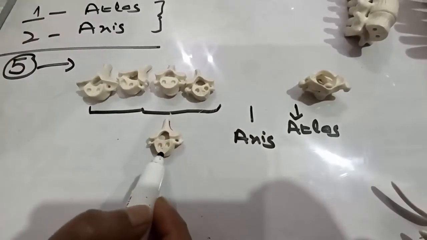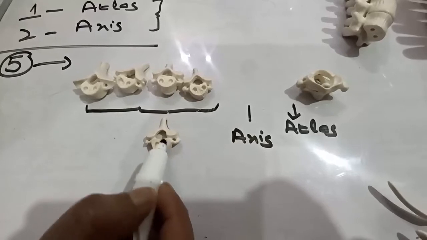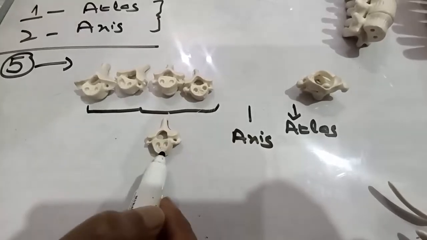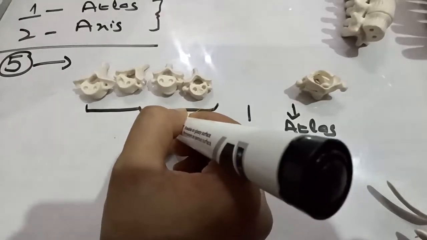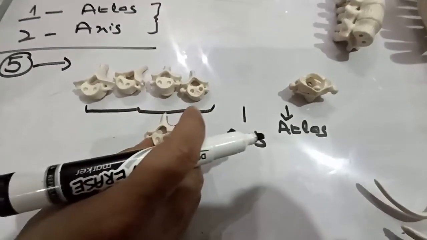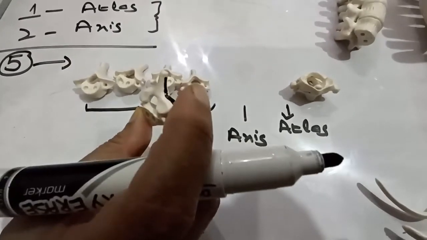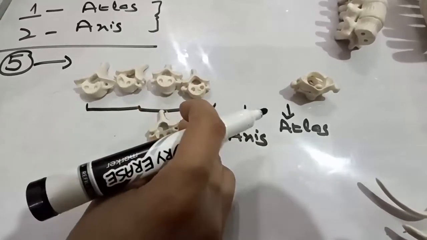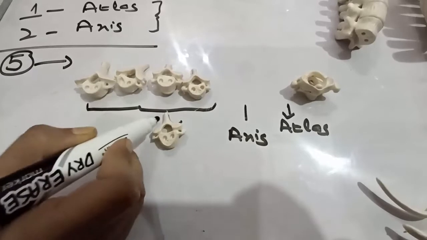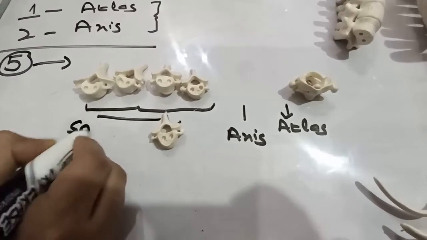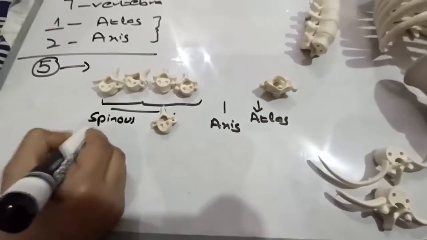The interior region is oblong in shape. The posterior region has an arc, which is called the neural arc. This is the neural arc. This tail-shaped structure is called the spinous process.